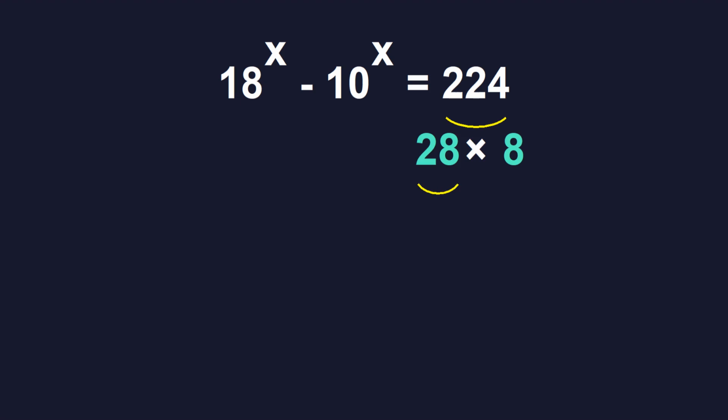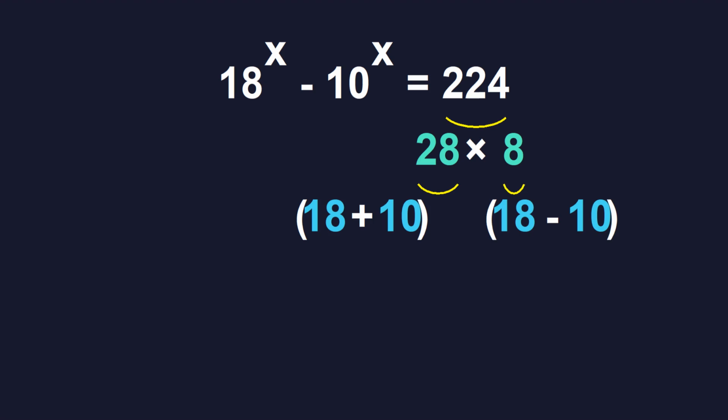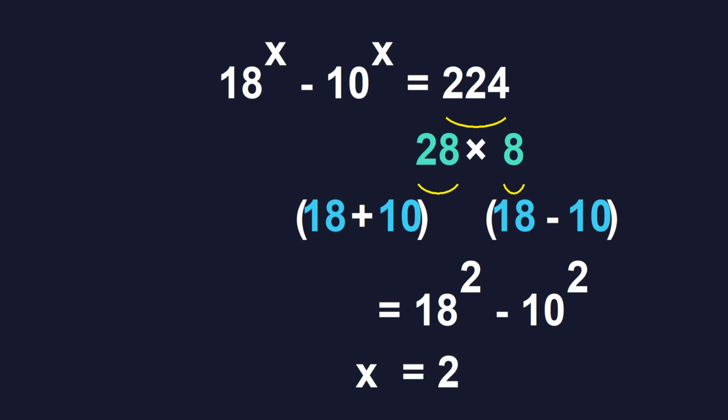Next, we are going to break down 28 into the summation of 18 plus 10 and express 8 as 18 minus 10. And now we have the difference of two squares form, which can be written as 18 to the power 2 minus 10 to the power 2. By comparing both sides of the equation, it's clear that x equals 2. And this is our final answer for this problem.